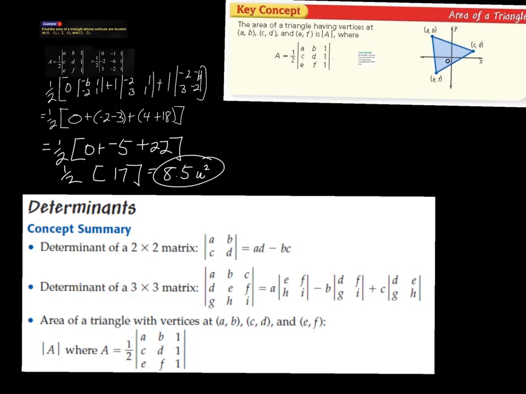The authors of this book must have preferred the minors method of doing 3 by 3s for determinants as well, because that's what they focused on in the summary. And the area of a triangle with vertices at A, B, C, D, and E, and F is given in the summary as well.